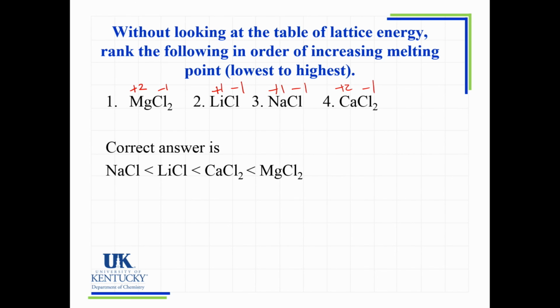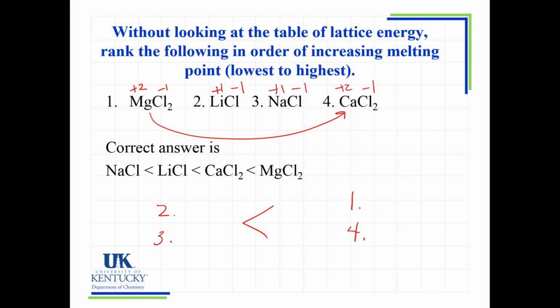Now the next thing I would do is realize that the bigger the charge, the stronger the lattice energy, and I would pick these two to be down here. So the 1 and the 4 are going to be greater than the 2 and the 3. I know that they have a stronger lattice energy, therefore they're going to have the higher melting point. But that doesn't fine-tune it. To fine-tune it, we need to look at the size of the ion itself.